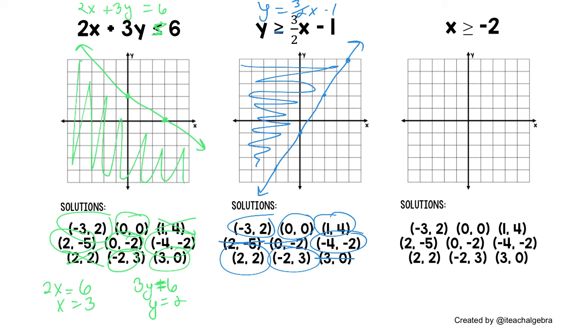Got x equals -2, or x is greater than or equal to -2. Remember, if we make a table of values, no matter what y is, x is always -2. So we've got -2, 0, -2, 1, -2, -1. This includes an equals, so it'll be a solid line.